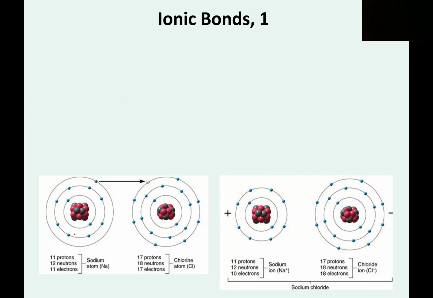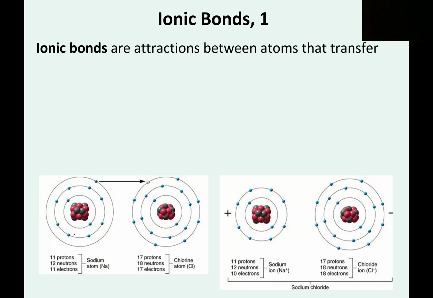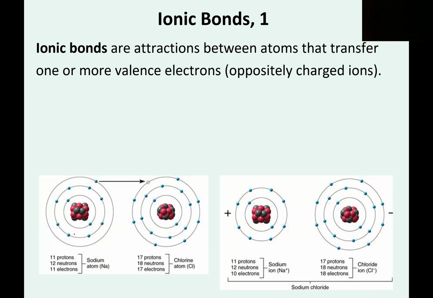Okay, one way we can form molecules is with ionic bonds. Ionic bonds are attractions between atoms that have transferred one or more valence electrons. This generates oppositely charged ions. So ionic is an adjective.